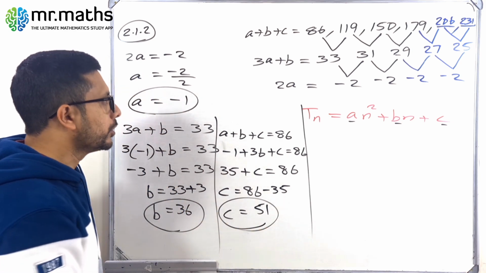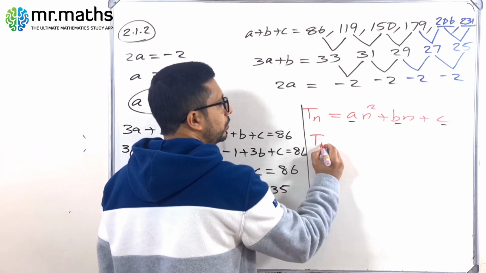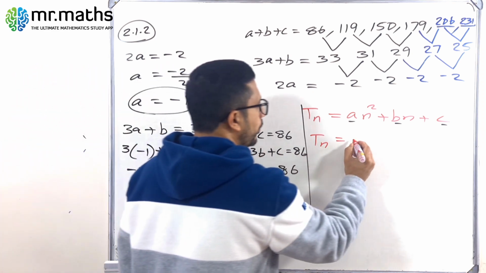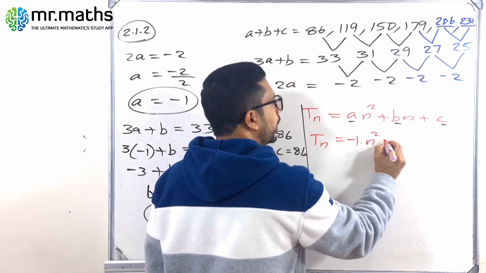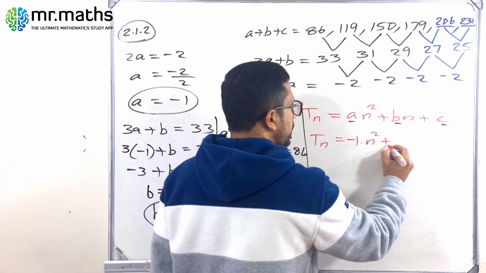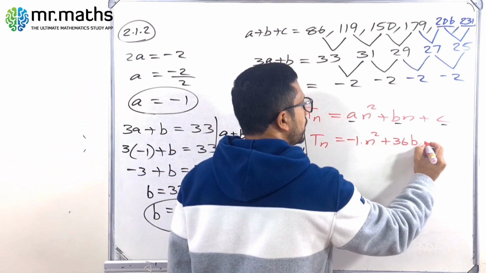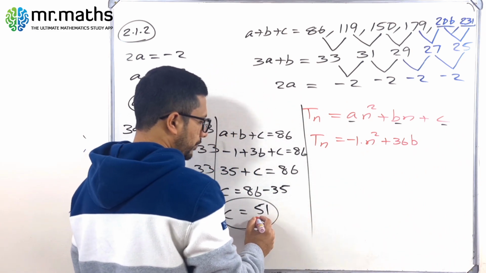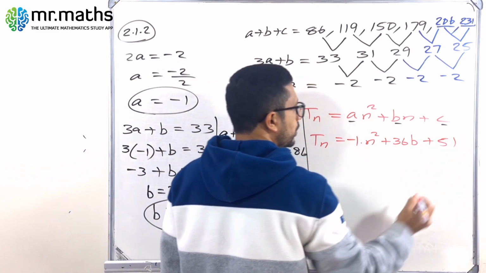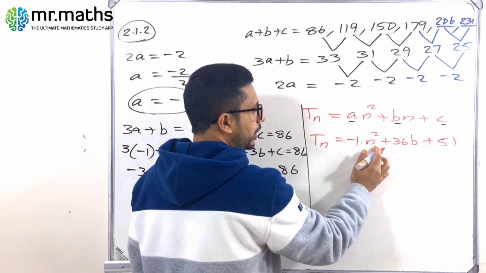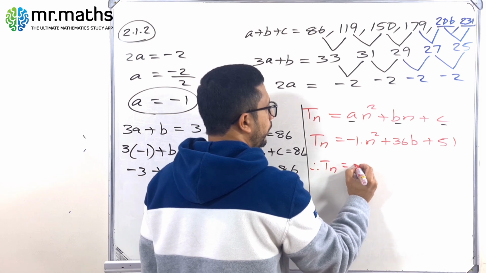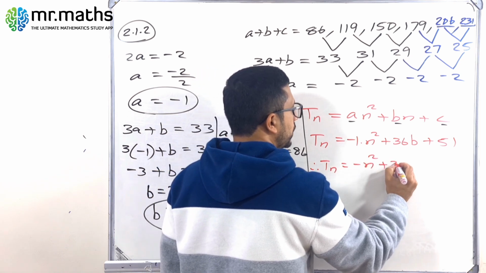So now we can substitute. Tn is equal to an square plus bn plus c. What is the value of A? Minus 1. So minus 1 into n square plus, is it plus or minus? B is 36. So it is plus 36. Then what is the value of C? 51. So plus 51. So here minus 1 n square means minus n square.